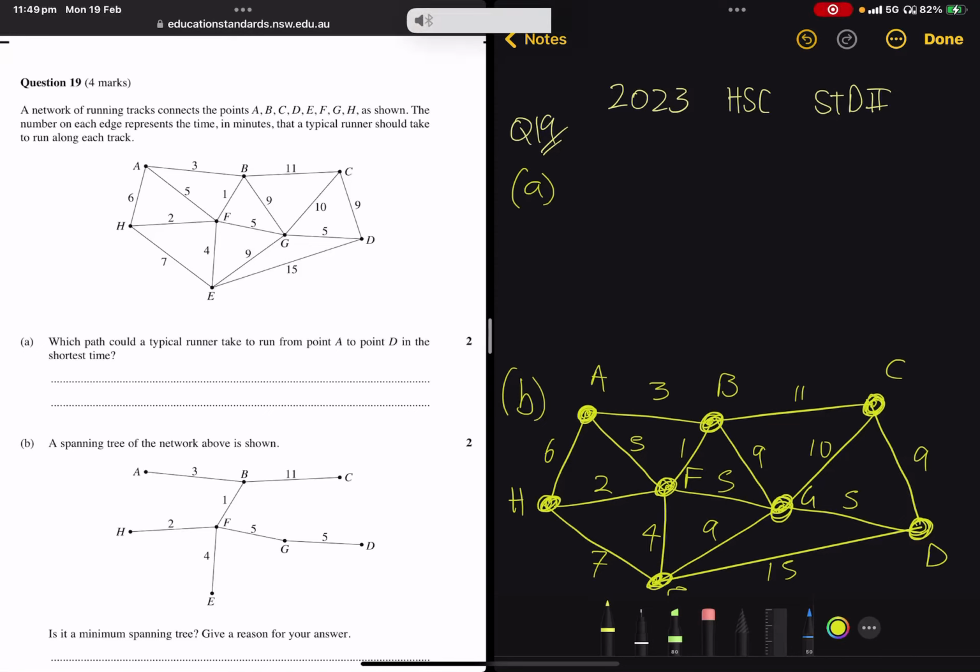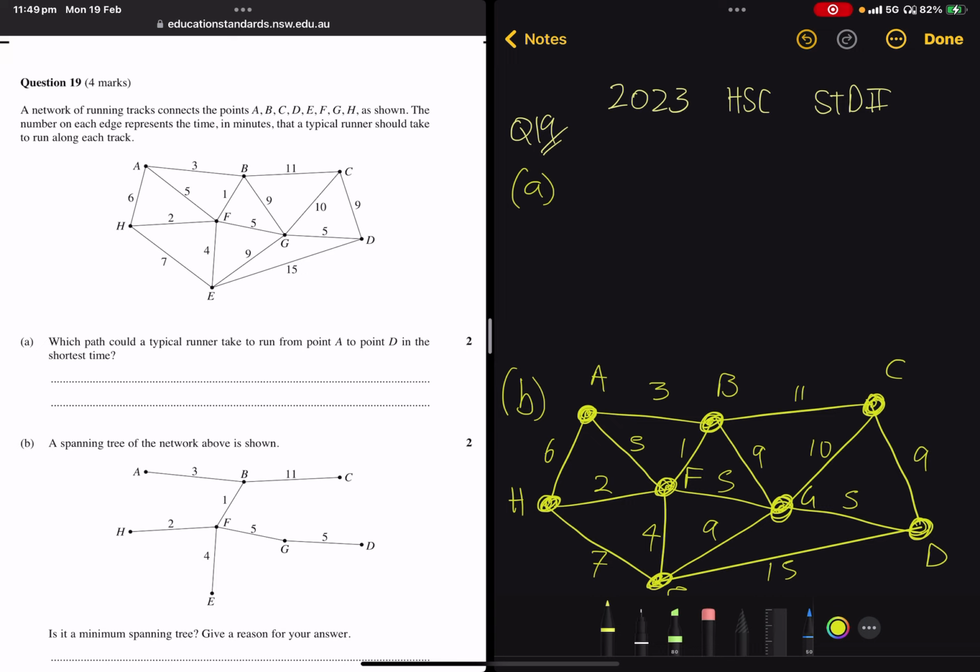Okay, so we're going to take a look at another question from the 2023 HSC Standard 2 Maths paper. This is question 19. We're told a network of running tracks connects the points A, B, C, D, E, F, G, H as shown. The number on each edge represents the time in minutes that a typical runner should take to run along each track. Which path could a typical runner take to run from point A to point D in the shortest time?